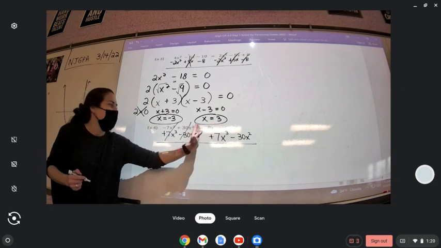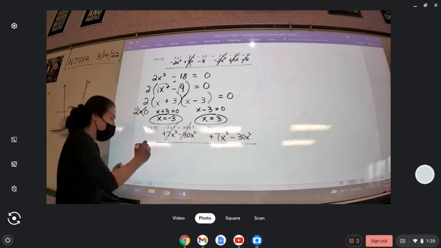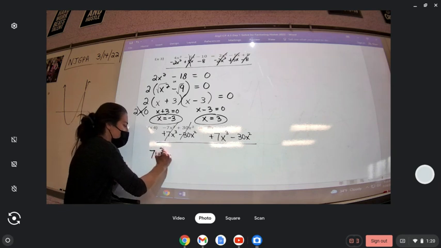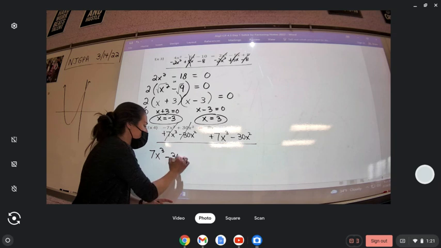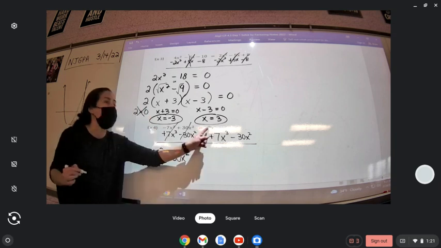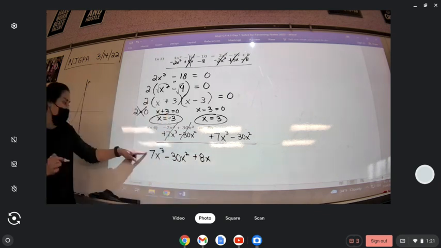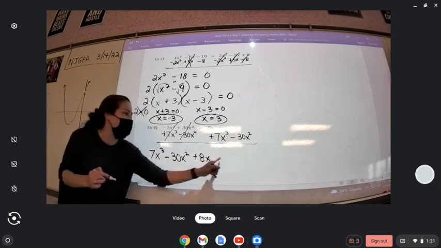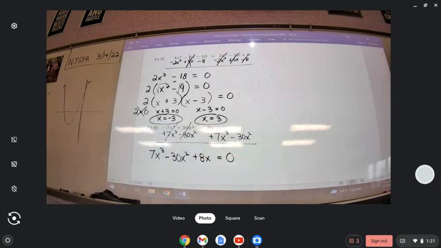Equals, on this side, I got to put this in the right order. Who should I put first? 7x to the third, the highest power term. And then who should I put next? Negative 30x squared. And then last should be your, what kind of 8x? Positive. And now it should be equal 0, but I'm just going to put the equal 0 on the other end because it just makes my OCD feel better. All right, now we're in business. Everything's on one side, set equal to 0, in the right order, we're golden.